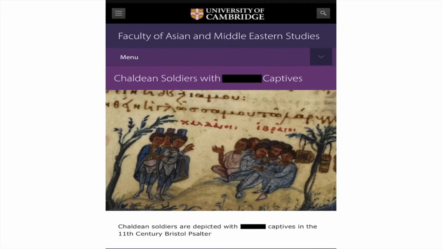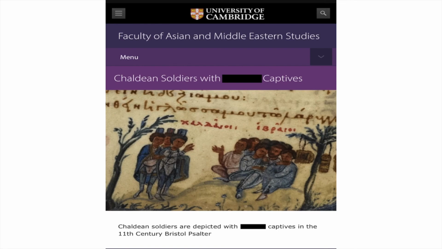So here is actually a depiction of Chaldeans. This is from the University of Cambridge, Faculty of Asian and Middle Eastern Studies. And this is Chaldean soldiers with a certain group of captives. I'm not going to reveal who the captives are. I'll touch on who those captives are later. But here are the depictions of Chaldeans.